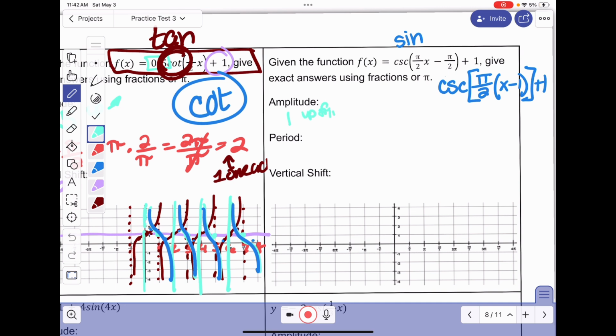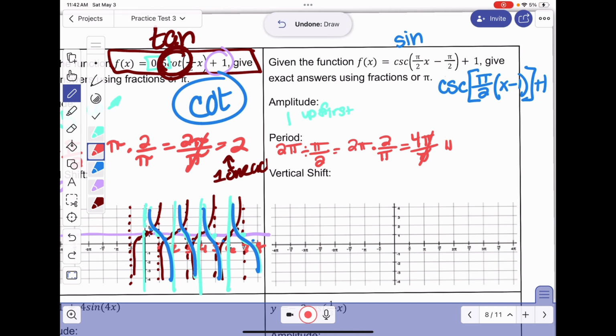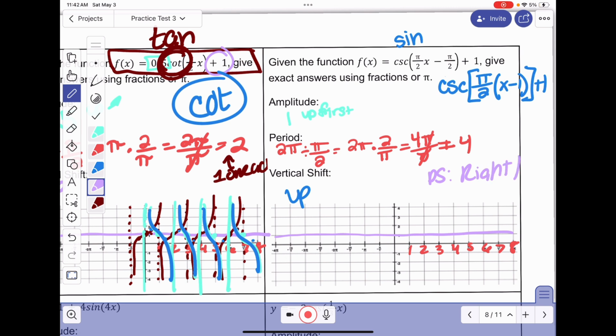Sine goes up first. The period of sine is 2 pi. We're going to divide by pi over 2, which is like multiplying by 2 over pi. So I get 4 pi over pi, which is 4. So I'm going to rewrite these. Vertical shift is up 1, so our midline is going to be at 1. And then our phase shift, even though that's not there, is right 1. So instead of starting on the y-axis, I'm going to start to the right 1.